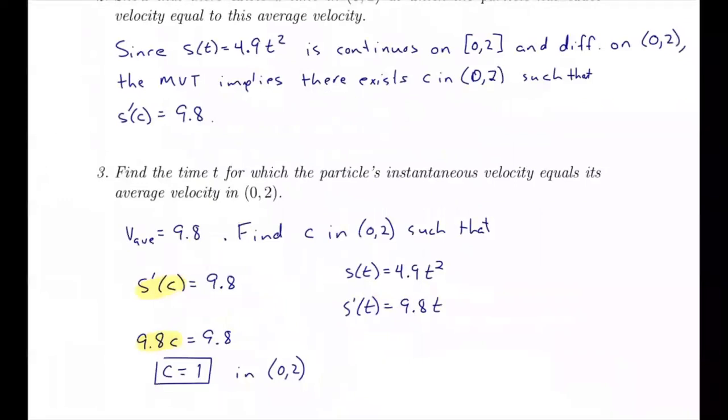Well, we solve for c, and that's a really easy equation. 9.8c equals 9.8. Divide both sides by 9.8. We have c is equal to 1. And that's in the interval 0 to 2. Clearly 1 is in the interval 0 to 2. So at the instant time is the second number 1, this object moves at exactly 9.8 meters per second. And that matches its average velocity from time 0 to time 2.